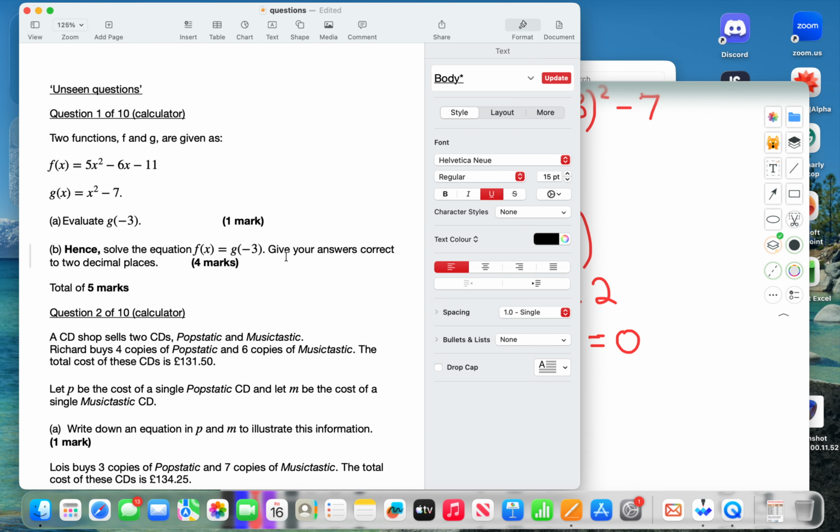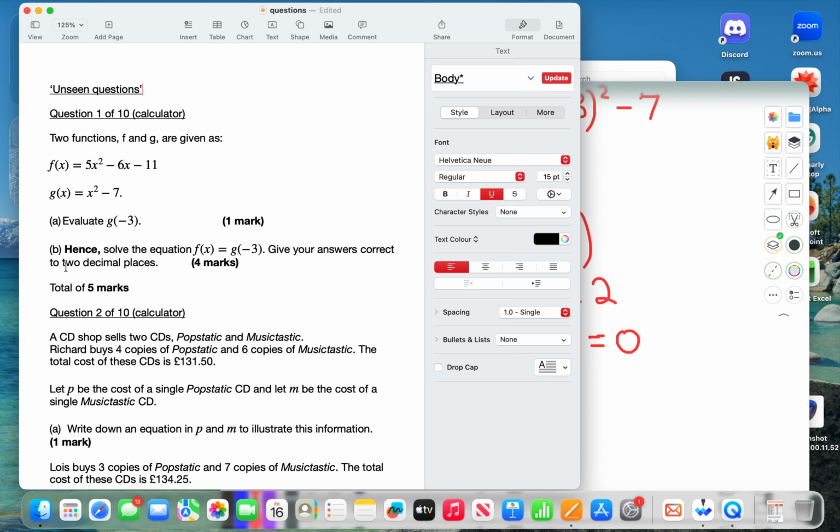Now, it does say give your answer correct to 2 decimal places. This serves as a direction and as a hint. It's a direction because we have to give it to 2 decimal places. Otherwise, you will lose at least one of the marks in the question.